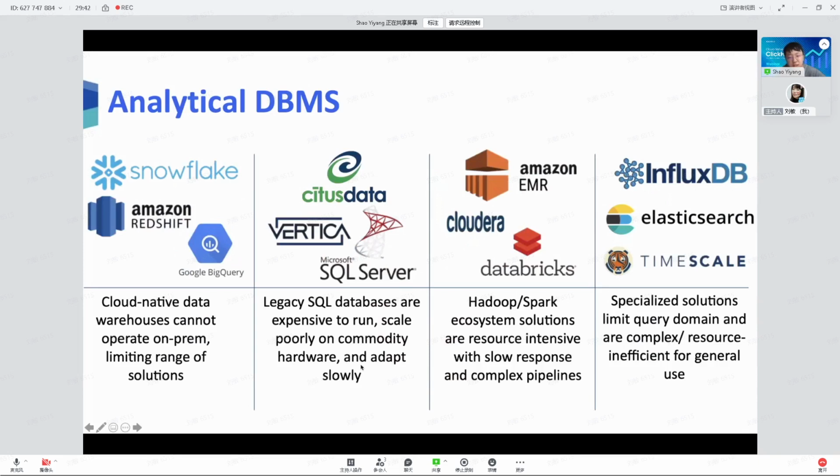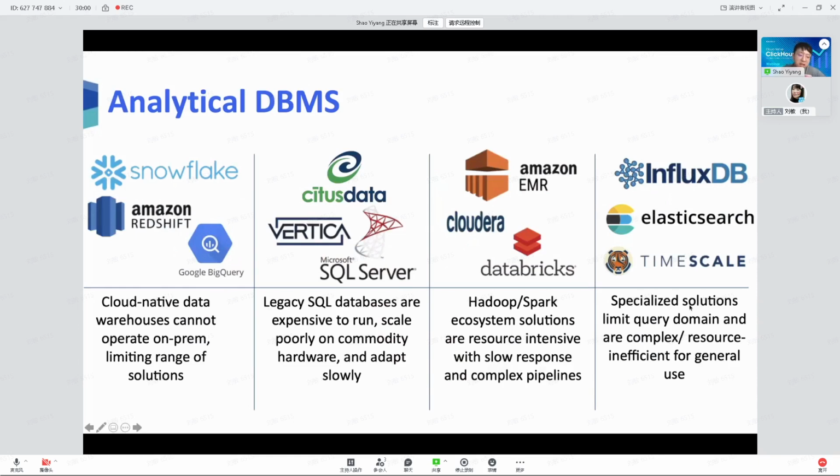They are not designed for analytics. And we have the Hadoop ecosystem. So Hadoop, Spark, this kind of non-SQL solution, which usually involves intensive computation resources and slow response.